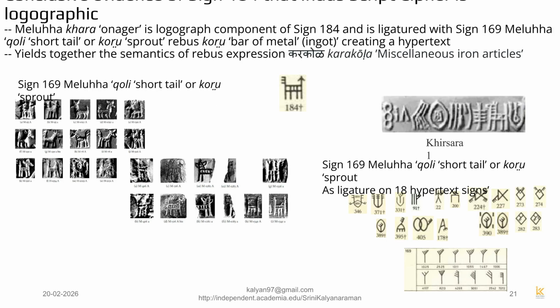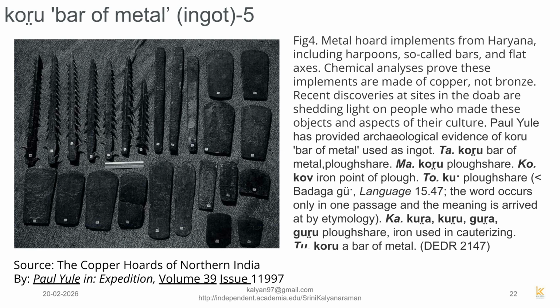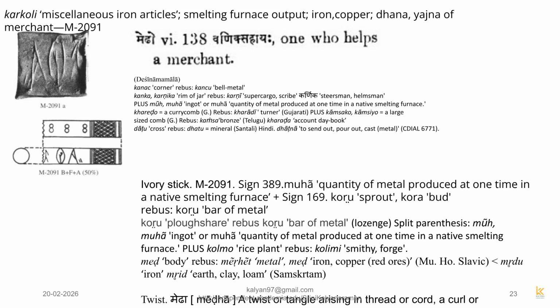Sign 342 is deciphered as Vatavu Kanka, meaning barter trade account of the merchant, using the rim of jar grapheme. Sign 178 Kuru represents plowshare rebus for artisan and miscellaneous iron articles, combined with the tail ligature. Sign 184 confirms the Indus Script cipher is logographic, combining onager and short tail to signify miscellaneous iron articles.